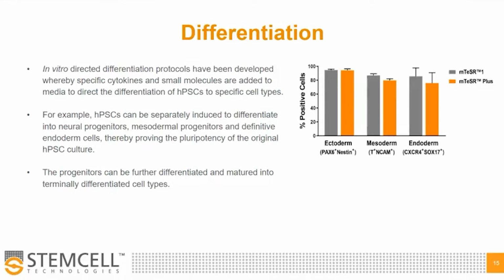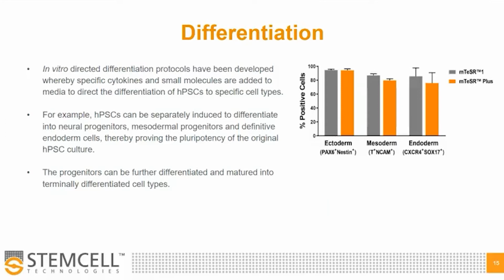Due to the variability with EB-based spontaneous differentiation protocols, in vitro directed differentiation protocols have been developed whereby specific cytokines and small molecules are added to media to direct the differentiation of hPSCs to specific cell types. Using different cytokines and small molecules, hPSCs can be separately induced to differentiate into neural progenitors, mesodermal progenitors, and definitive endoderm cells, thus proving the pluripotency of the original hPSC culture. The progenitors can be further differentiated and matured into terminally differentiated cell types if required.